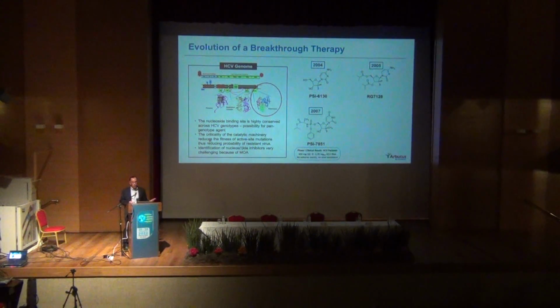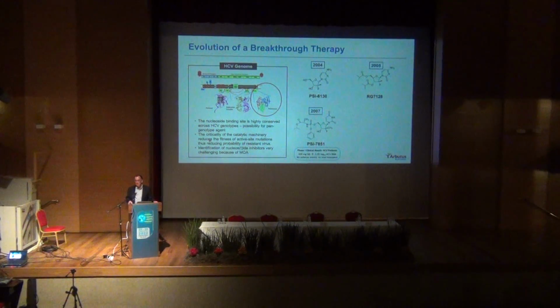We took this into phase 1 clinical trial. We saw this proof of concept at a 400 milligram once a day dose. We saw a 2 log reduction in HCV RNA, and it also turned out to be very safe. So we had this molecule in hand. The problem was that it was a mixture of diastereomers at the phosphorus atom.